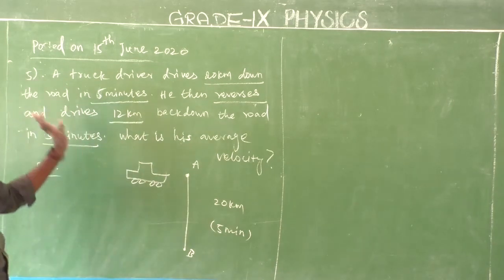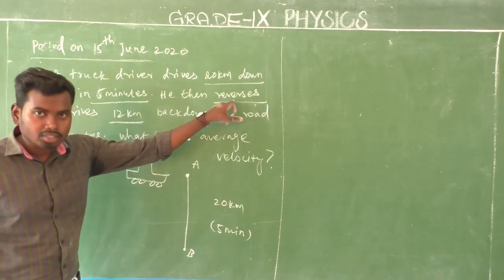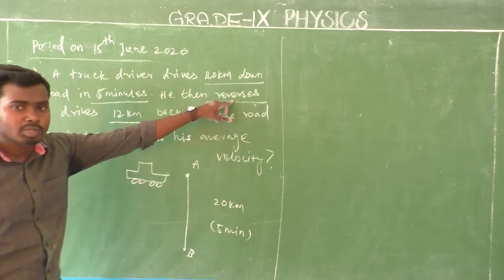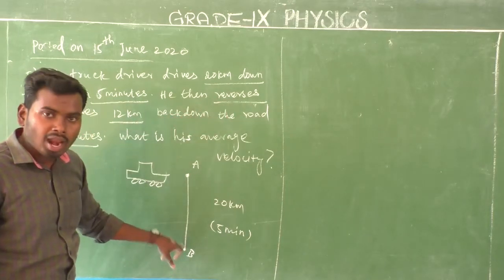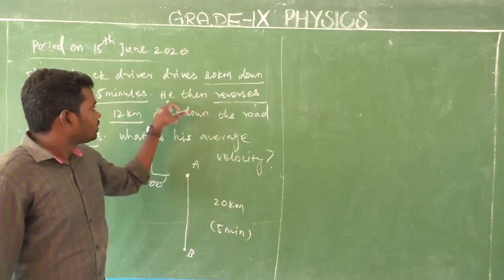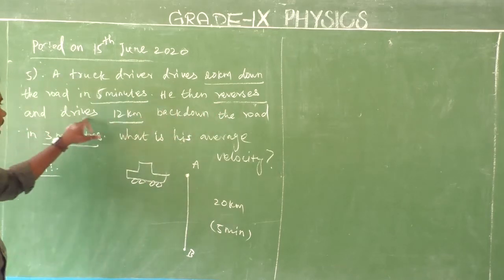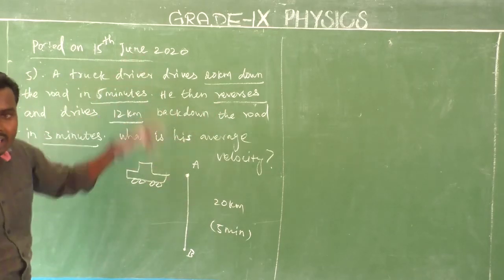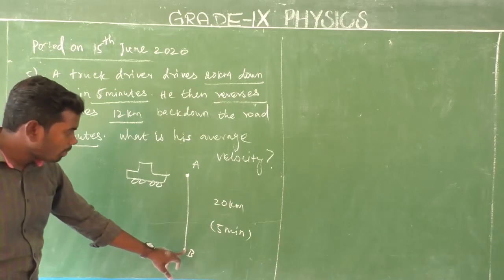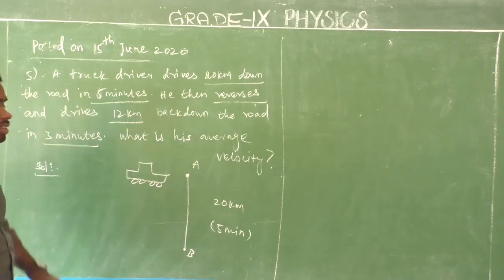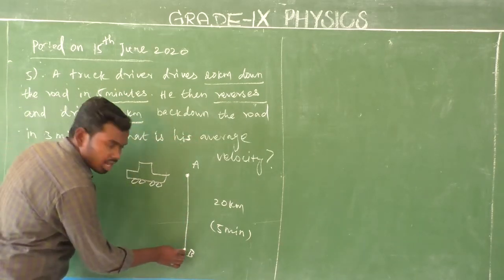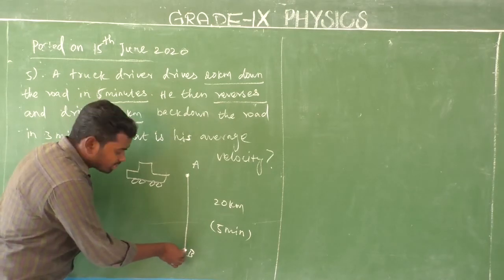Am I right? Yes. He then reverses. Note this point. Reverse means what? The truck moves back along the same path. That is reverse. He then reverses and drives 12 kilometers back down the road in 3 minutes. So here the truck moves back along the same path.